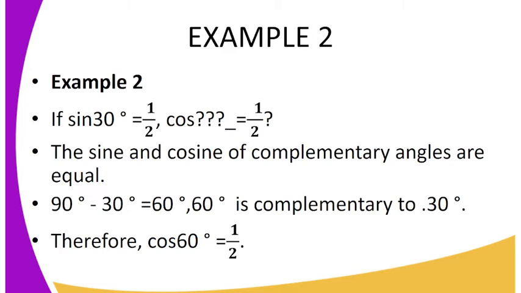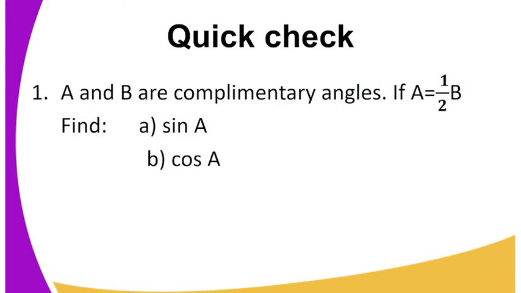Are you together? So therefore, cos 60 is equals to a half. You can do it in your calculator to confirm. Cos 60, what do you get? You get a half. Now you've seen complementary angles have the same sine and cosine. We've come to the end of our lesson.